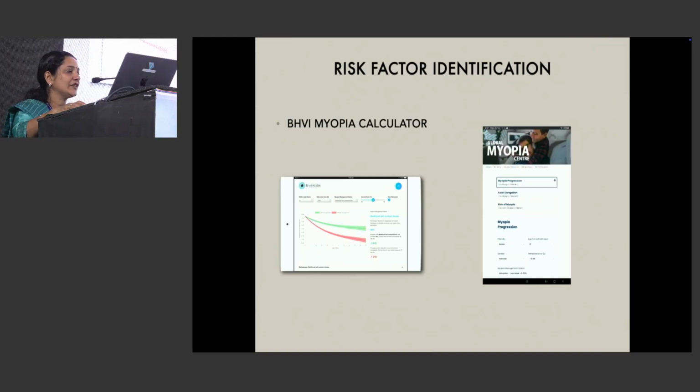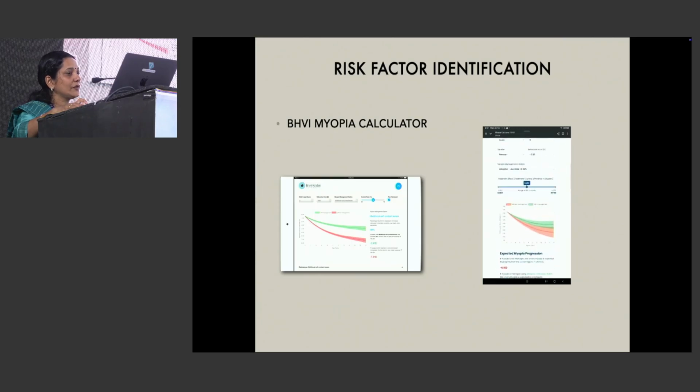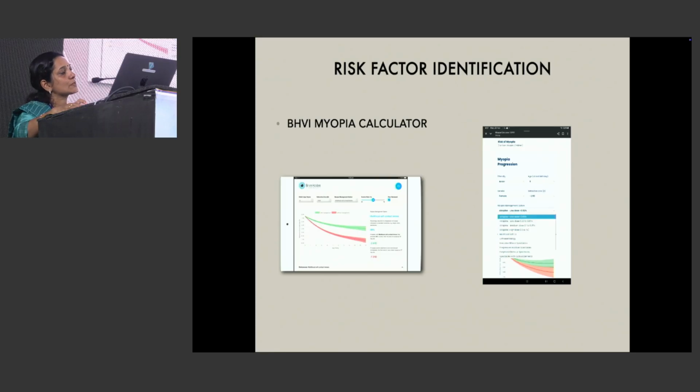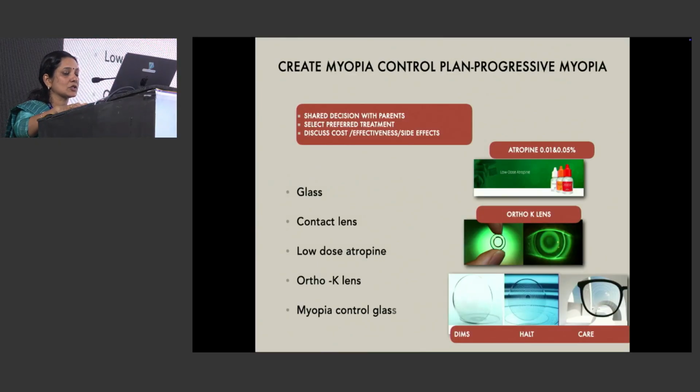Risk factor identification: as Dr. Anila has told, various myopia calculators are available. They will give you an idea. You can easily access them on Google. The BHVI myopia calculator, if you give the age and the dioptric power, will give you a graph of what the expected myopic change will be when the child is 17 years. If you are using a low dose atropine, what will be the myopic progression likelihood? You can show that to the parents and counsel them regarding it.